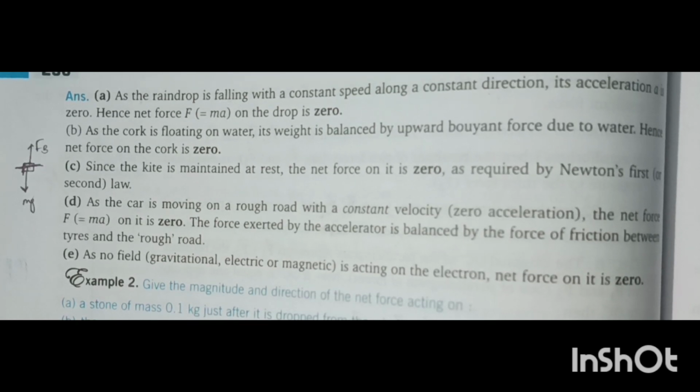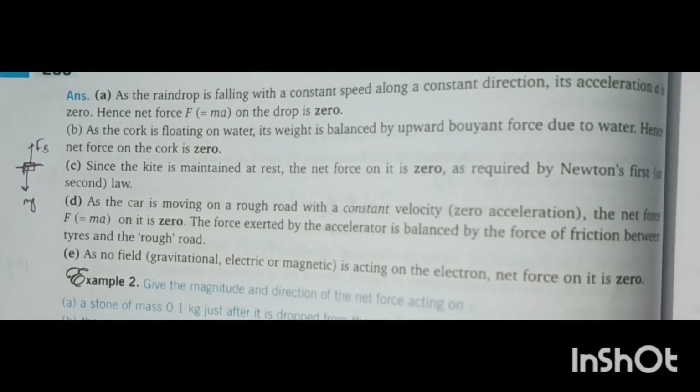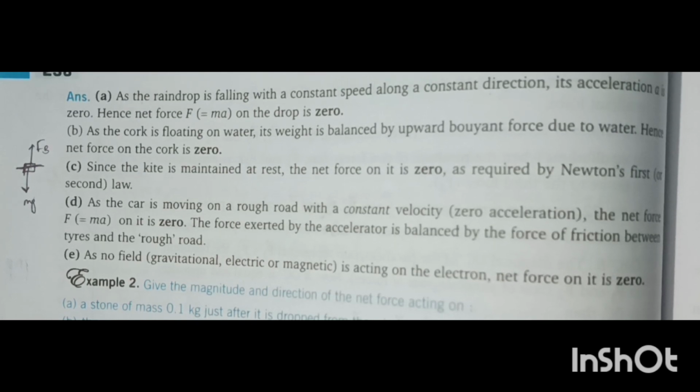Now the next case, the kite is maintained at rest. So in that case also net force is 0. Because the kite is maintained at rest, there is no velocity, there is no acceleration, so there is no force. Next case, the car is moving on a straight road with constant velocity. Constant velocity meaning 0 acceleration. If there is no acceleration, then there is no force, because force is equal to mass into acceleration.